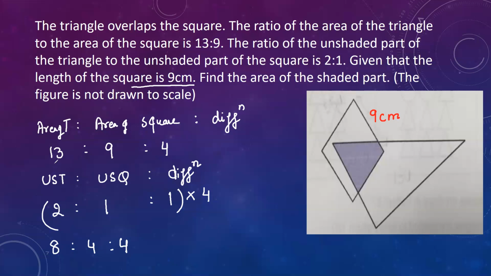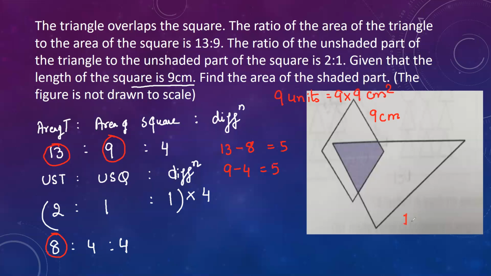So if you go by this, 13 minus 8 is equal to 5, because this is the complete area of the triangle and this is unshaded. So shaded will be what? 13 minus 8. Similarly here, 9 minus 4 equal to 5. That means if you consider 9 units as the area of the square, 9 units is equal to 9 into 9 centimeter square. That will be the area of the square.